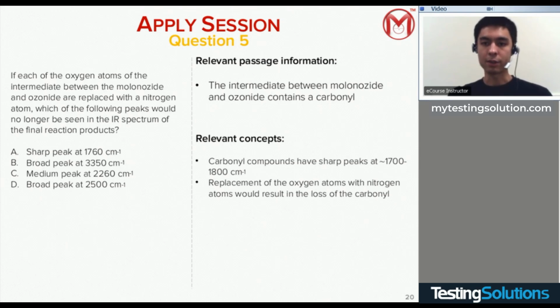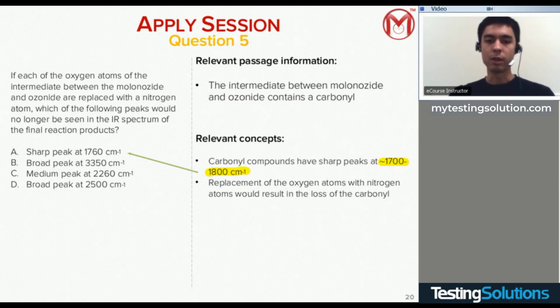The intermediate has a carbonyl. If you replace it with a nitrogen atom, then you should lose the IR peaks of a carbonyl, right? And the IR peaks of the carbonyl we should see at 1700 to 1800, somewhere in that range, which corresponds to A. Okay, we know the carbonyl peaks are 1700 to 1800.